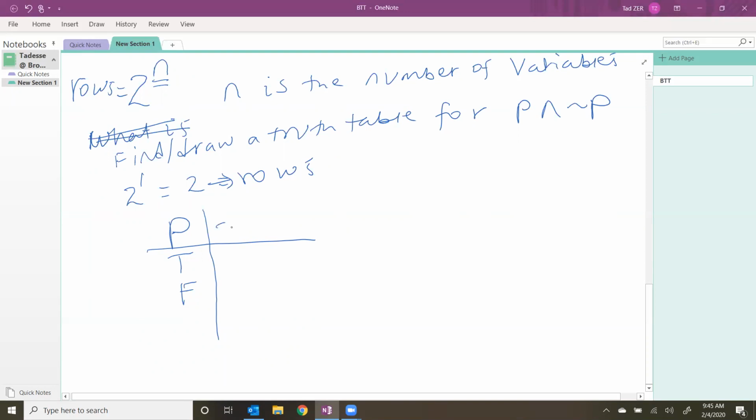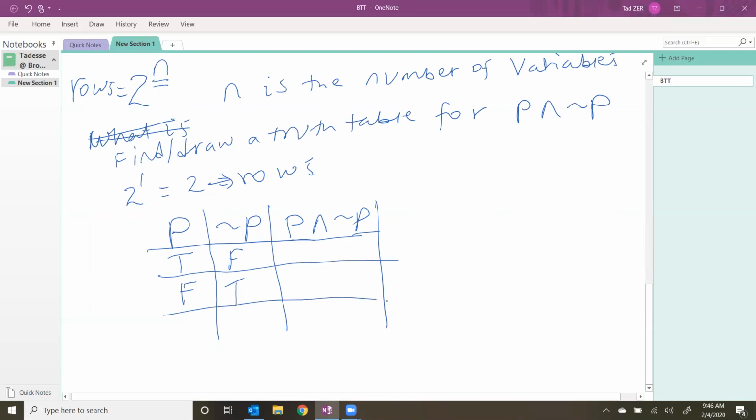So now what I do here is I'll say negation of P. If P is true, negation of P is what? False. If P is false, negation of P is what? True. Now the next statement is what? I need P and negation of P. This is what you need to do. Your truth table should be very clear. People can see now: you picked P, you did negation of P. Now you are computing the truth value of P and negation of P. So let's do that.